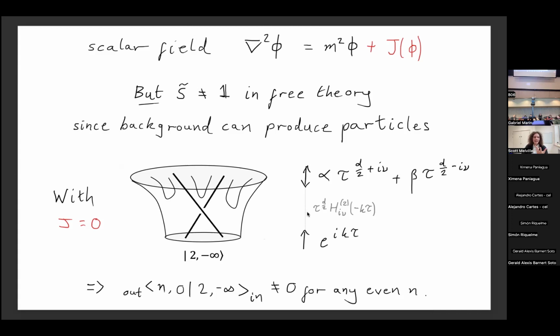And it's for exactly the same reason that we saw in 1D quantum mechanics. In the free theory, I can solve this equation exactly. Again, it's some Hankel function. And I find that an ingoing plane wave actually just becomes this kind of linear combination of particle and antiparticle.